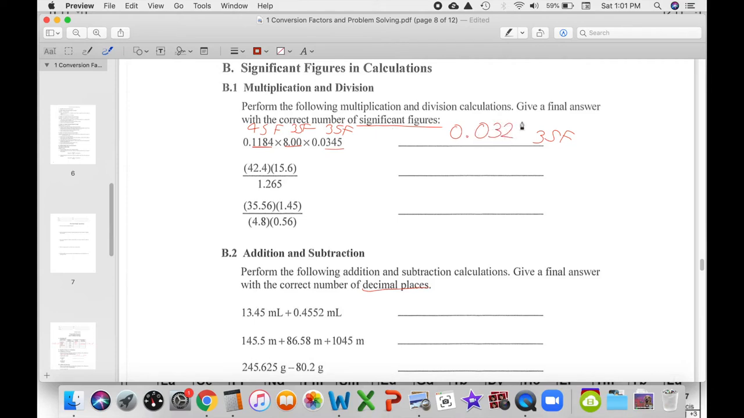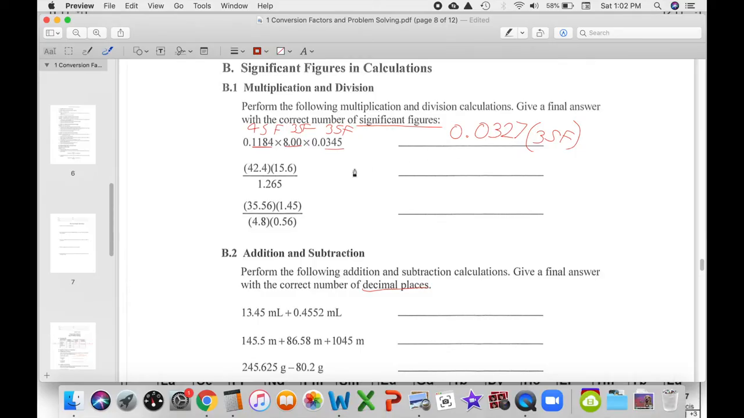0.0327. That would be our answer to 3 significant figures. Okay, so again, when you're doing your calculations, that's how you want to proceed in this type of problem. You want to look at each of the numbers involved in the calculation, ask yourself how many significant figures each one of those has, and then when you do your calculation on your calculator, be sure to round off accordingly to the right number of figures.